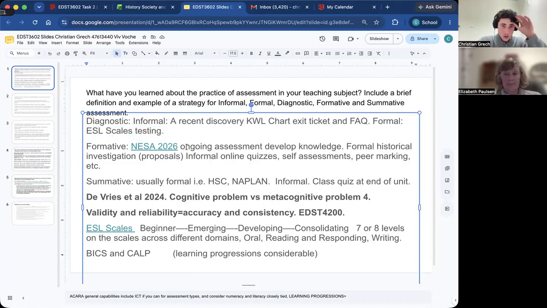Formative testing. So that's like your ongoing assessments. You have formal historical investigations, so like you might submit a brief, then you submit a proposal for what you want to study. You get feedback iteratively, then you put your draft in, and then you put in your final response.